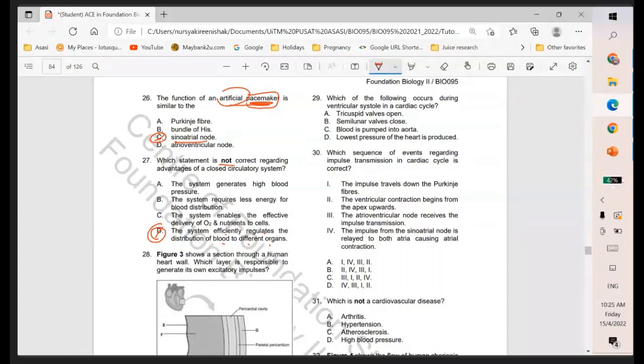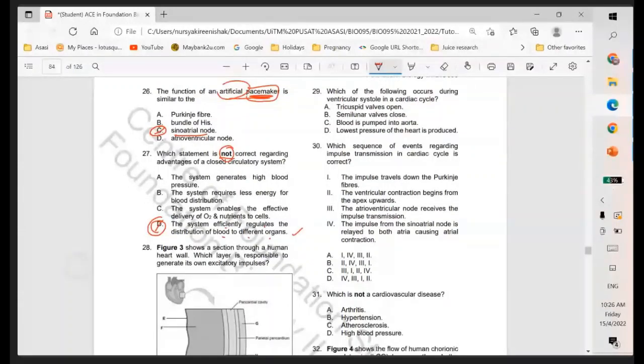So they can rely on the open circulatory system. Tapi kalau untuk closed circulatory system, benefit dia, kenapa haiwan ni kena ada closed circulatory system, so that the heart can generate high blood pressure, so that the blood that is pumped out by the heart will be distributed efficiently throughout the body. So sepatutnya D ni adalah advantage. Sebab soalan dia tak nak, bukan? Faham tak? Nabil kan tadi?